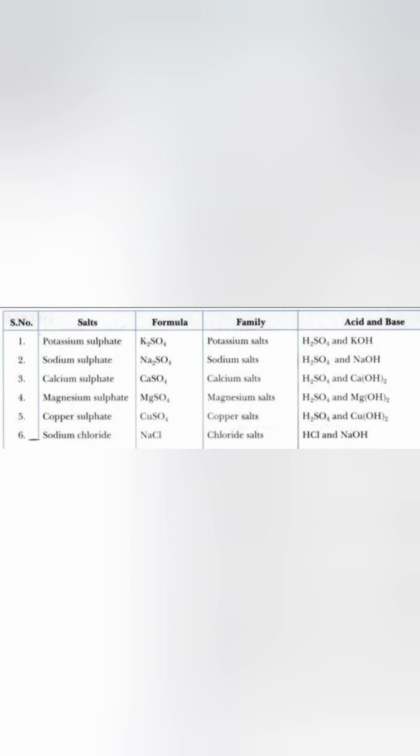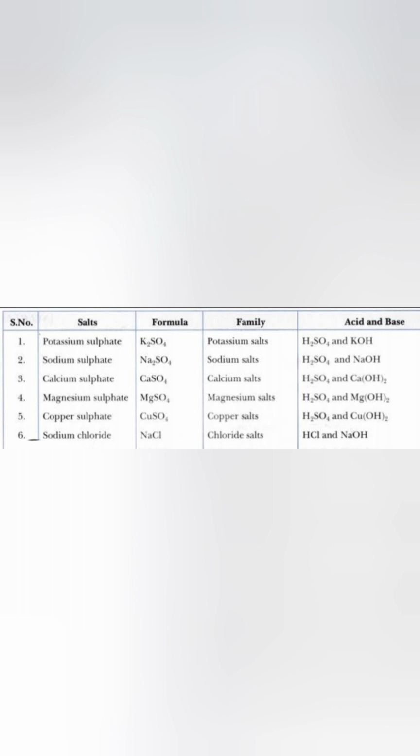Now next is telling us how a salt is formed by the combination of which acid and which base. For example, potassium sulfate: H2SO4, sulfuric acid, and potassium hydroxide, that is the base. Now the last one is sodium chloride, that is NaCl. It is a chloride salt. HCl, hydrochloric acid, and NaOH is the base, that is sodium hydroxide.